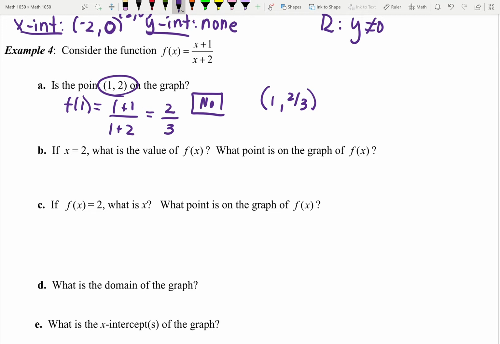Bam, that's it. It's got to be a function. The x's can't repeat. So I know 1, 2/3 is there, therefore 1, 2 cannot be there. Good, awesome. If x is 2, what is the value of f of x?